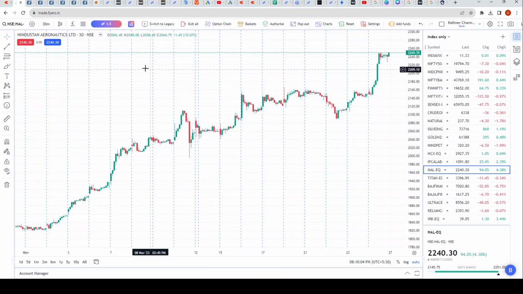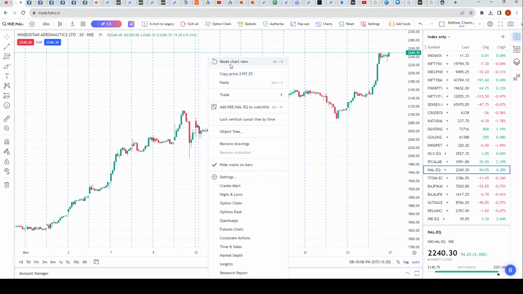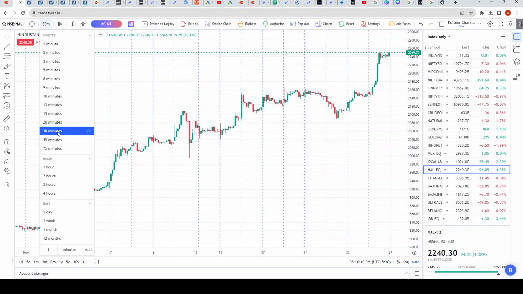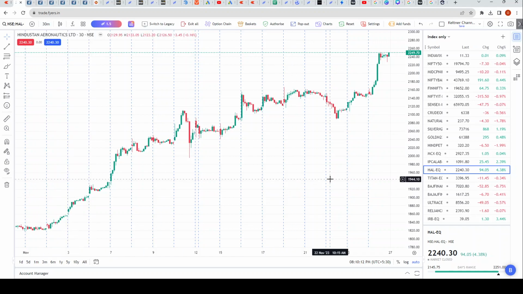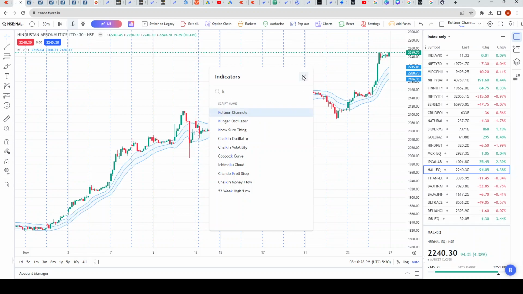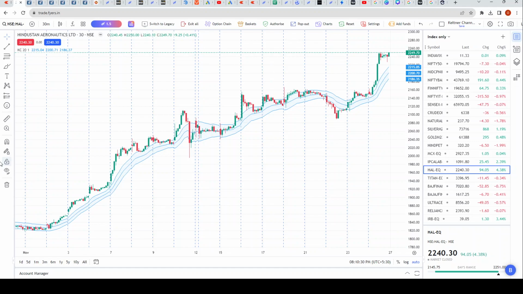So if I take the HAL or Hindustan Aeronautics chart and view it at the 30-minute time frame, this is how the chart looks. All right. The first indicator that I would add to this is the Keltner channel. Just the moment you type K, the first indicator generally on most of the trading platforms would be Keltner channel. Click on this once.